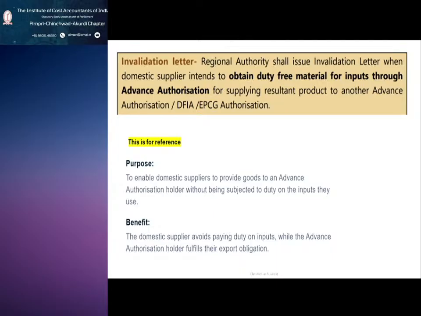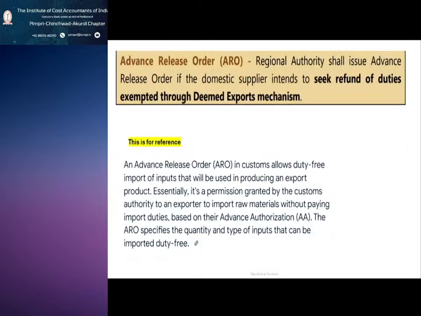Then there are other cases also, which is the advance release order. If you see, the meaning of both terms, advance release order and invalidation letter, looks similar, except for a small difference. Here also the regional authority issues the advance release order if the domestic supplier intends to seek refund of duties exempted through the deemed export mechanism.